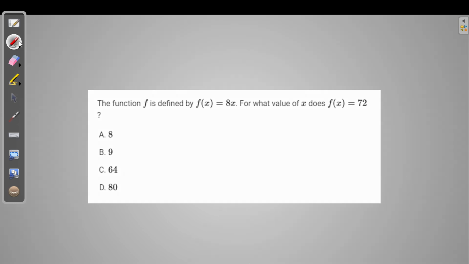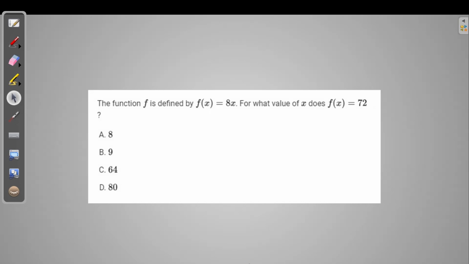For the first problem, we have the function f defined by f of x is equal to 8x. For what value of x does f of x equal 72? We can just plug them into each other because they define the same term, f of x, where x is equal to 9. So it's b. Fairly easy.